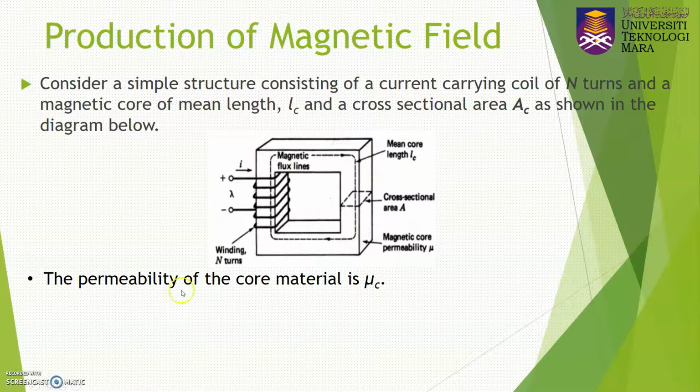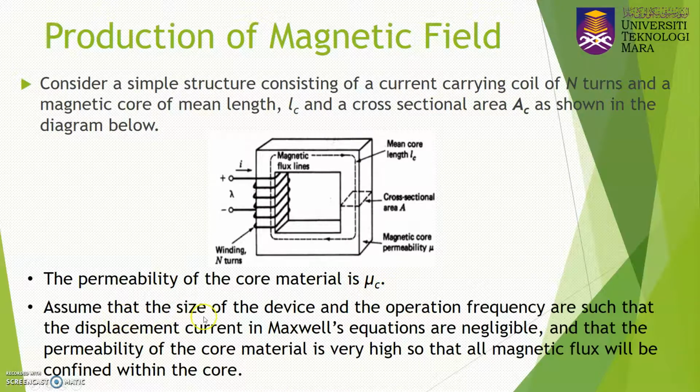The permeability of the core material we call mu C, or mu core. We can assume that the size of the device and the operation frequency are such that the displacement current in Maxwell's equation is negligible, and that the permeability of the core material is very high, so that all the magnetic flux will be confined within the core. It means that the magnetic flux lines will be confined within the core. This is how you produce the magnetic field.